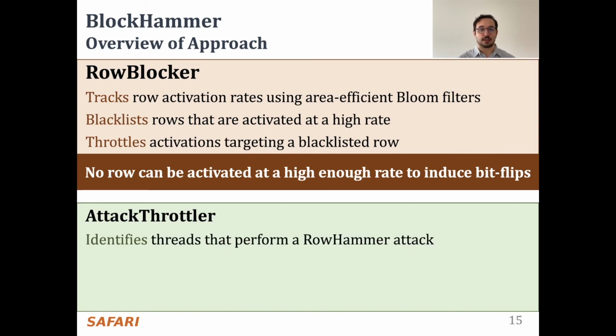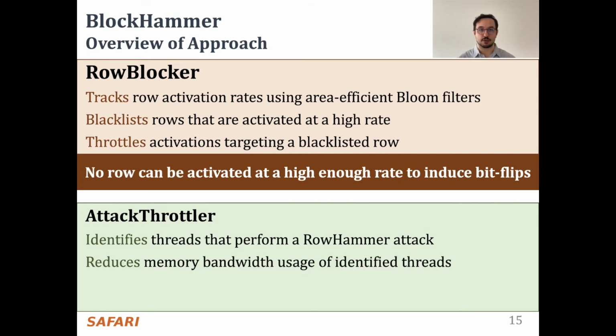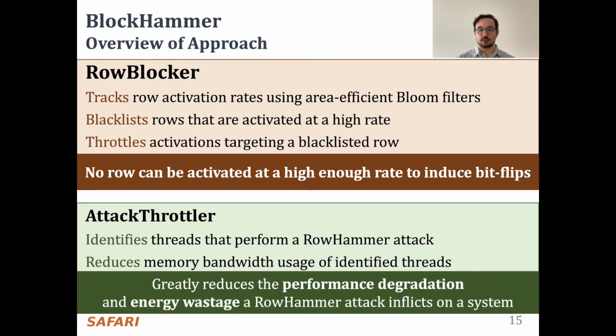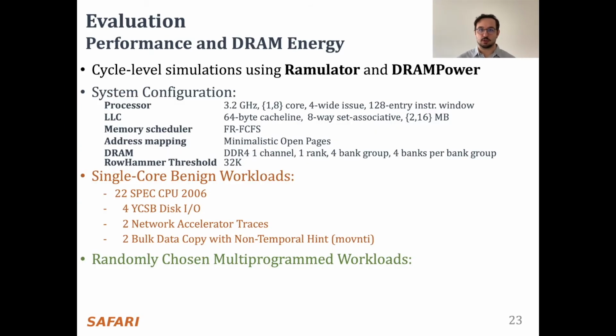By doing so, RowBlocker ensures that no row can be activated at a high enough rate to induce RowHammer bit flips. Attack Throttler, meanwhile, identifies threads that try activating blacklisted rows and reduces their memory bandwidth consumption by throttling their memory requests. By doing so, Attack Throttler greatly reduces the performance degradation and energy wastage a RowHammer attack inflicts on a system. Let me quickly go over the key evaluation results next.